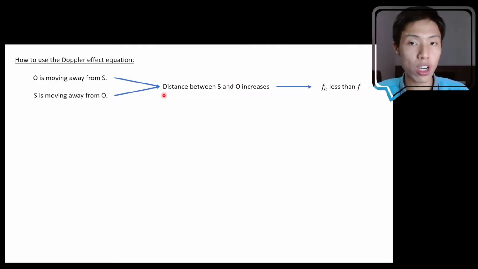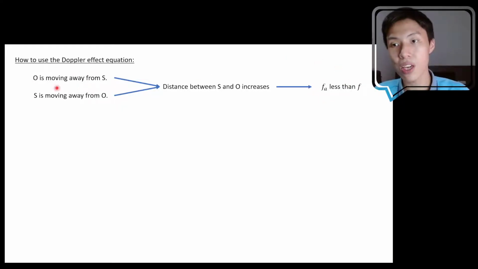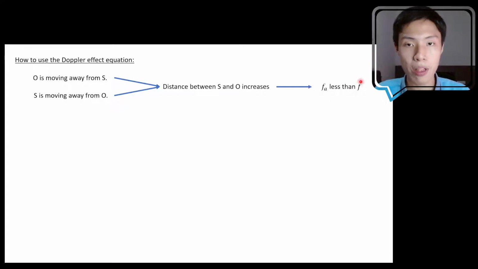It is not because the distance increases that the apparent frequency is less than the frequency of the sound waves produced by the sound source. It's not because of the distance that this happened. It is because of the moving away that this happened. But both of them share the same characteristics.